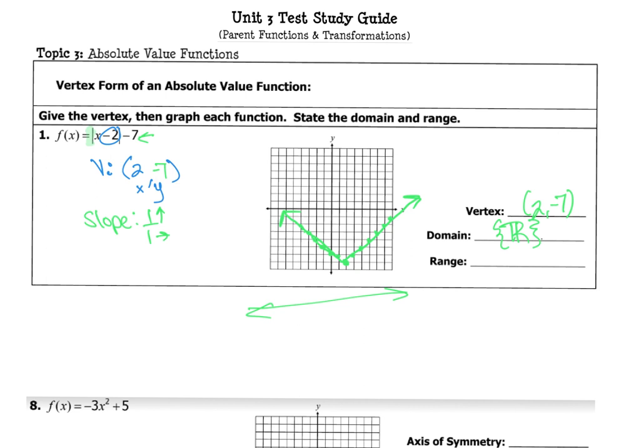Our range, we're looking for a highest or a lowest point. Basically, we're looking at where our vertex is. And what is that y value? The y value is -7, and then our arrows, or the graph in other words, is always moving above that. So we have our y values that start at -7 and are always moving above that. So that's why we would say our range is all the y's such that y is greater than or equal to -7. Greater than always means to go above.